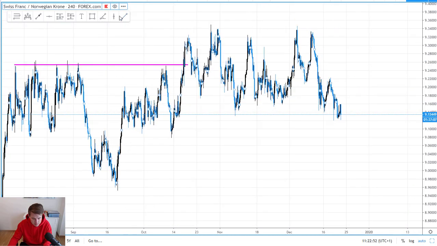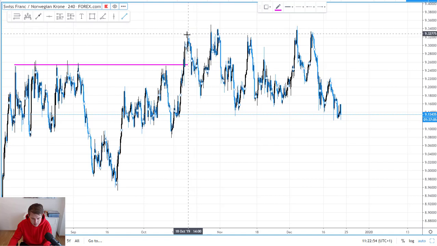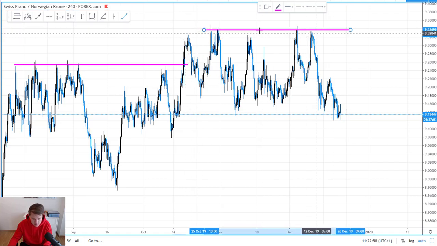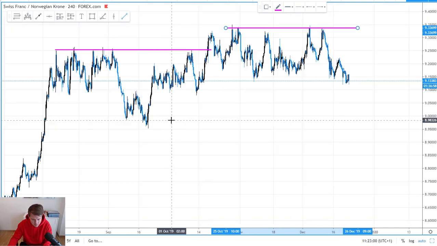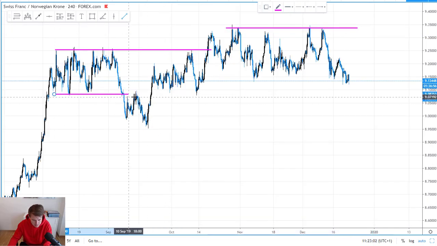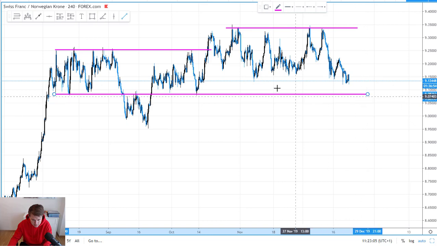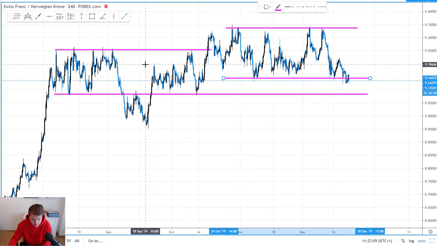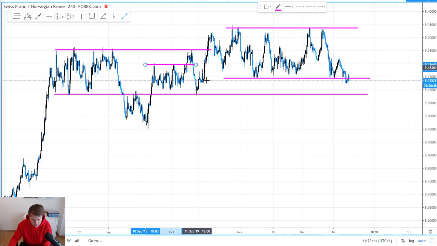Then here it's a little bit tricky, because we have one high point here, and then the market established a higher point. To the downside, we may have something in here, and now in here. All right, I think we could also draw something in the middle.